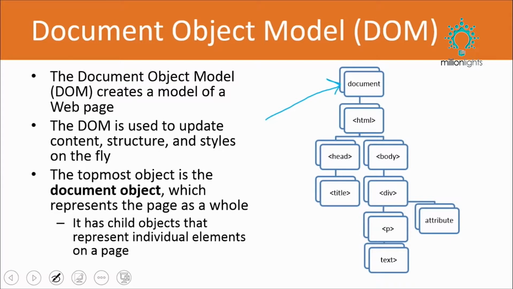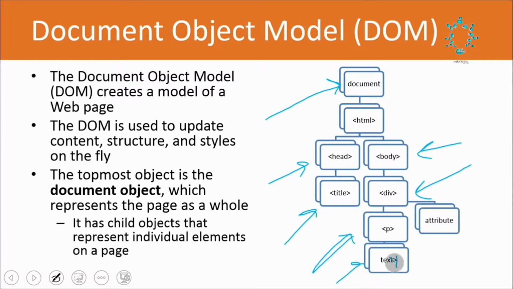Another important aspect of this is to think about the fact that this document object is actually made up of a bunch of other objects as well. It has child objects that represent each of the individual elements on a page. You see a lot of them like title and head, and then we have body and div, and then of course our paragraphs, and then our text. This end bracket should not be there, but text is definitely a child object.